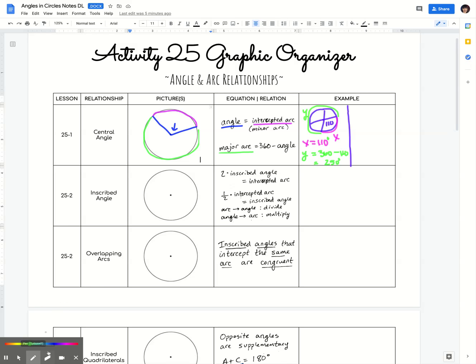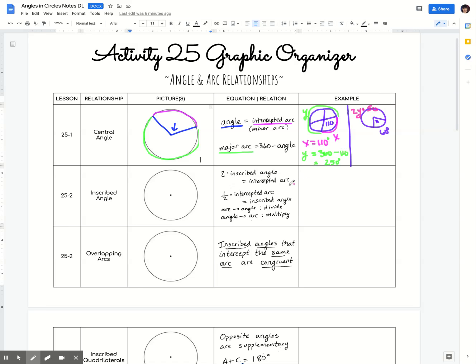Let's do another example. Here we have another circle. I'm going to say the angle is X, and I'm going to tell you that the arc from here to here is 60 degrees, and the other part of the circle is 2Y plus 50.